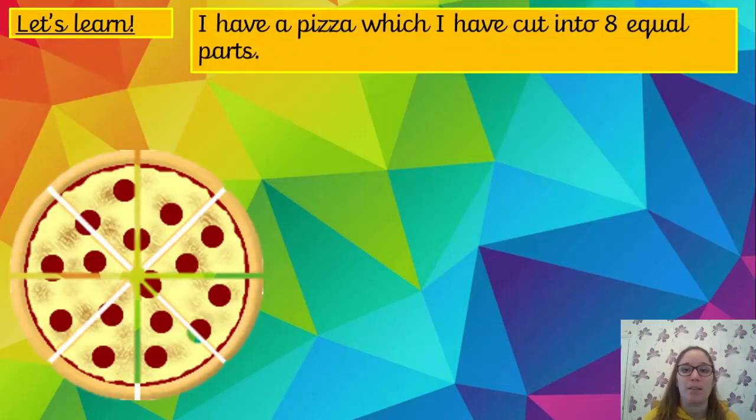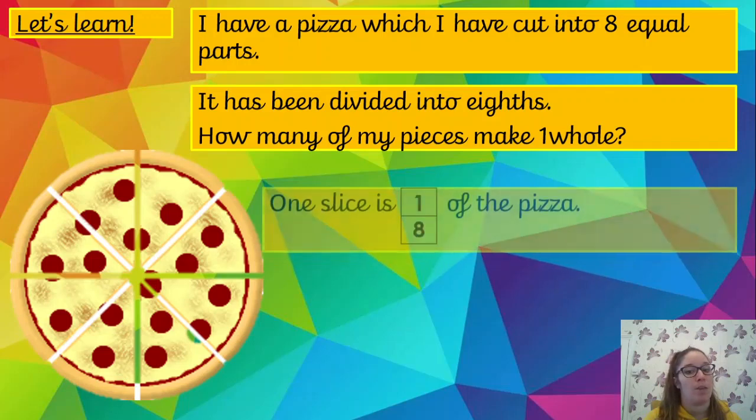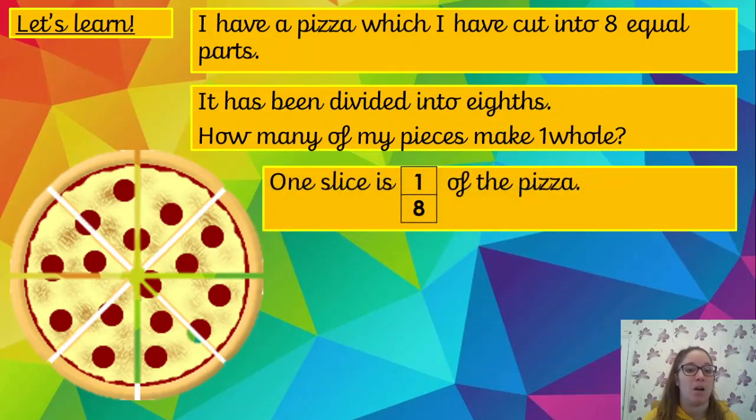So I have a pizza which I have cut into 8 equal parts. Okay, so you can see my pizza down here. I've got 4 here, 4 there. It's been divided into 8ths. Okay, so how many of my pieces make one whole? Okay, so 8 pieces make a whole. 1 slice of the pizza is 1/8. We know how many pieces make a whole because we know that 8/8ths make a whole.